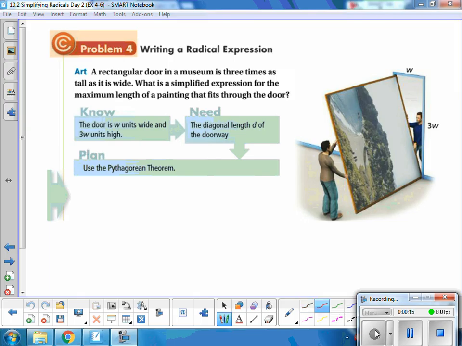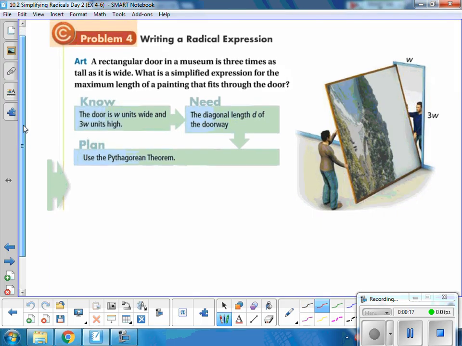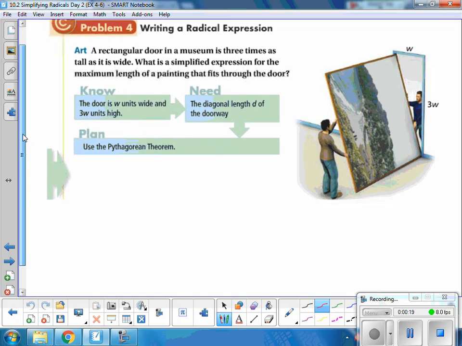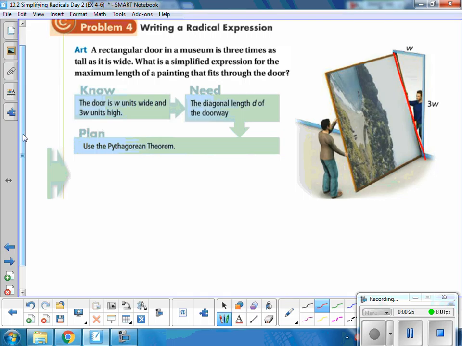In this picture, what we know is the door is w units wide and 3w units high. What we need is that diagonal length here. We've got to see, will that painting indeed fit through that window? See, who says you'll never use this stuff? They use this stuff in the art museum all the time. So you can look now and see, can I fit my older brother through that doorway? Math will let you know.